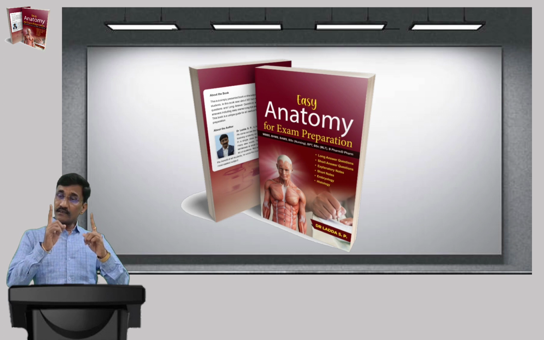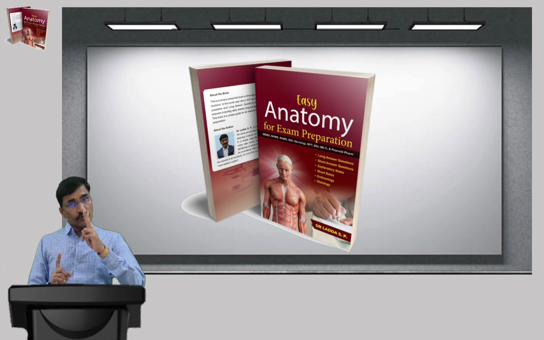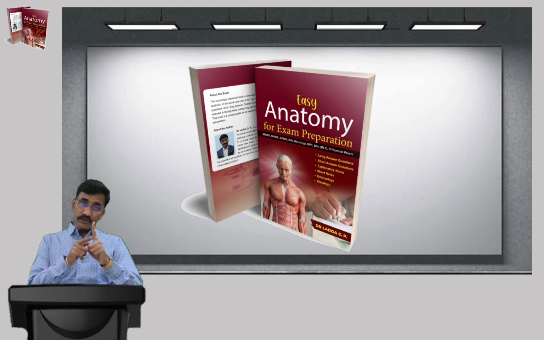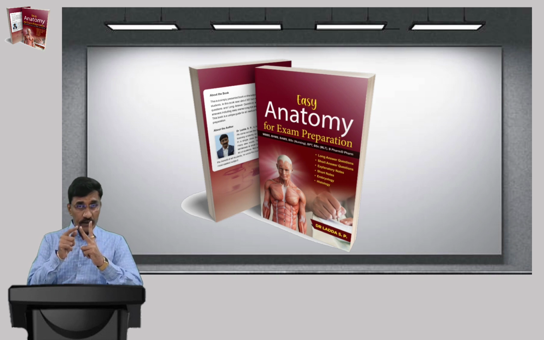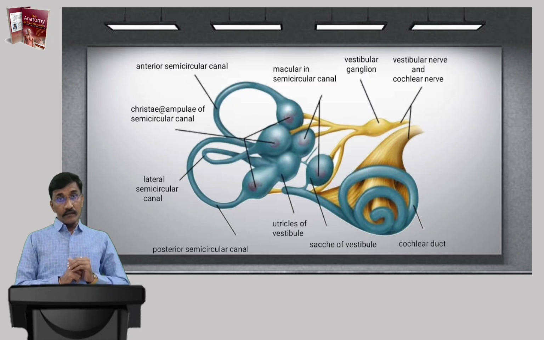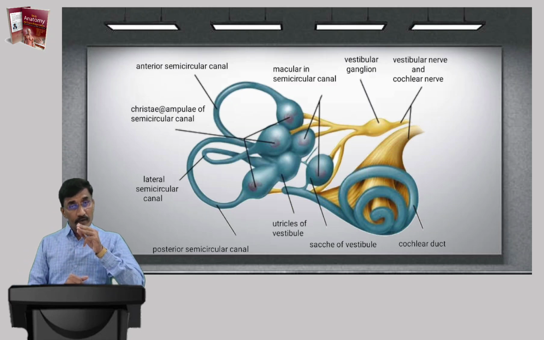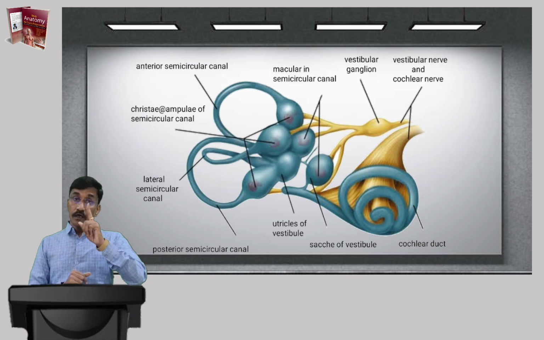The name vestibulocochlear means one is vestibule, second is cochlear, and third is the nerve. This nerve has two functions. One is a vestibular function and the second is a cochlear function, meaning the function of hearing and the function of balance. Now from this organ of Corti, the fibers originate from the cochlea and form a part of the vestibulocochlear nerve, and that is the cochlear part.